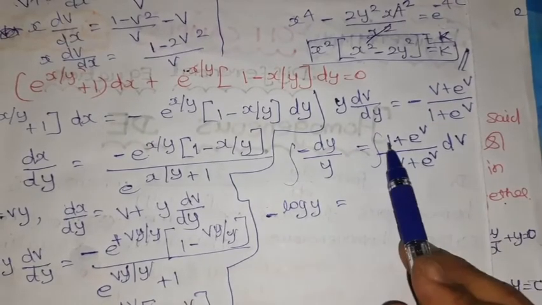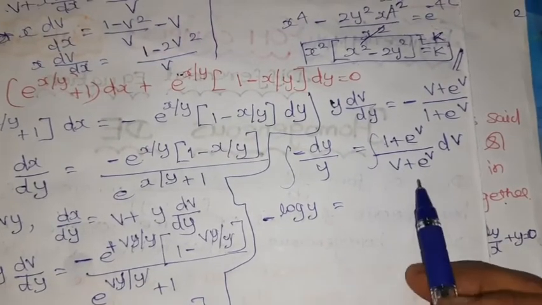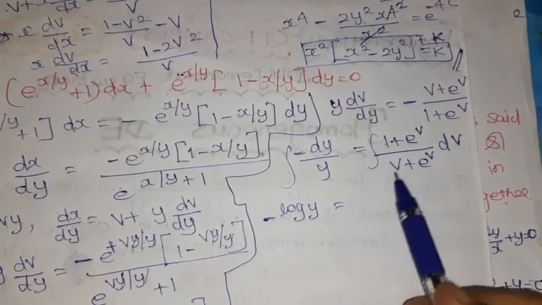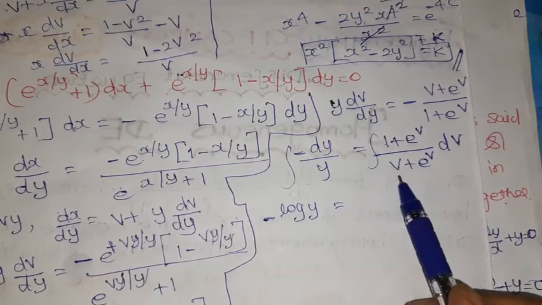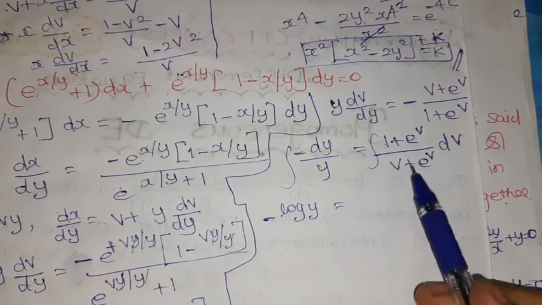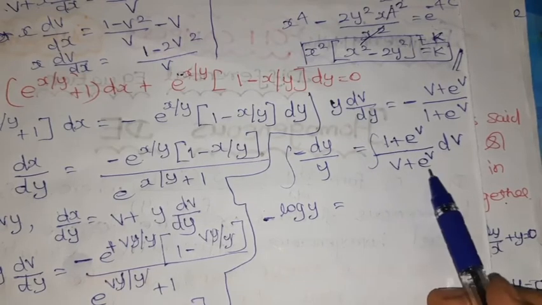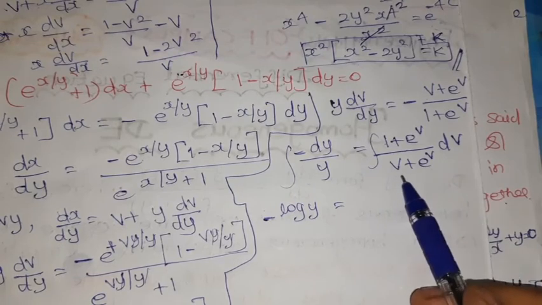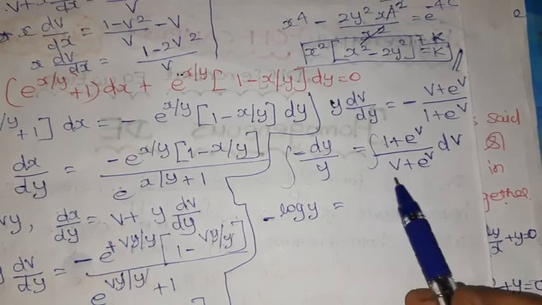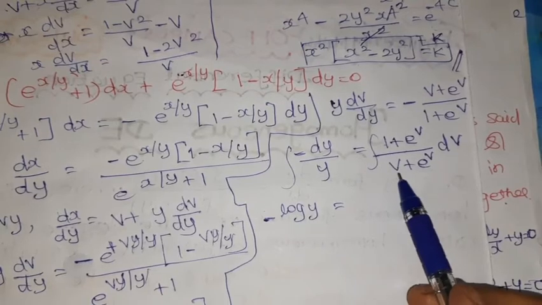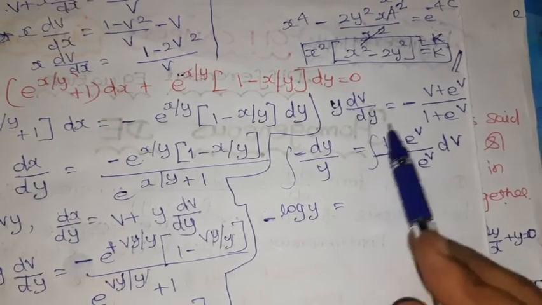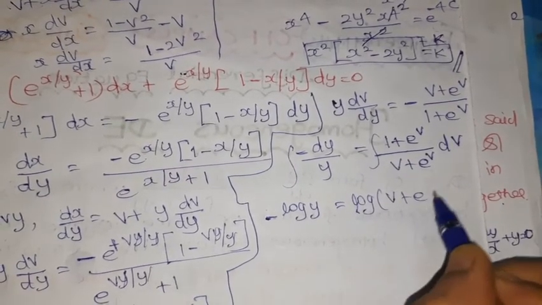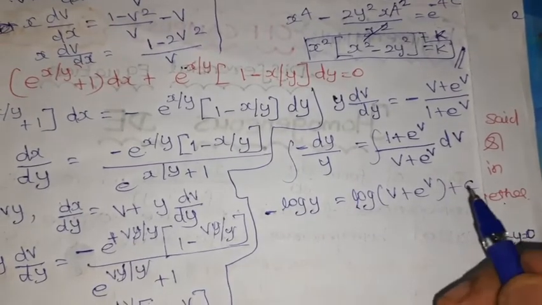Again, integrating this term, when we substitute dx by x, dv by v equals log v. When we check the numerator, if the numerator term is the differentiation of the denominator term, we can write it as log of this term. Can we check? By differentiating this term, what we will get? 1 plus e power v. So, 1 plus e power v in the numerator. So, we can write it as log of v plus e power v plus some constant c.